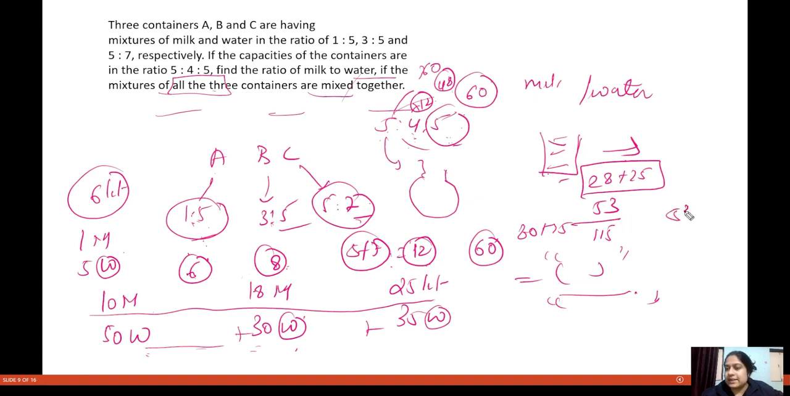Now let us move forward. Now look at this question. See, these kind of questions are often asked in many competitive exams.